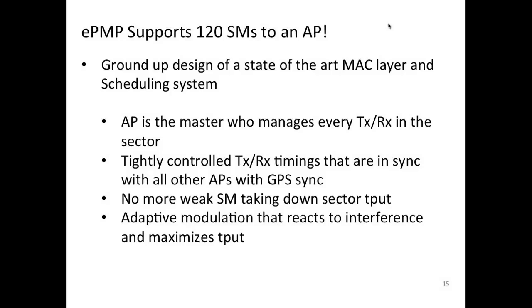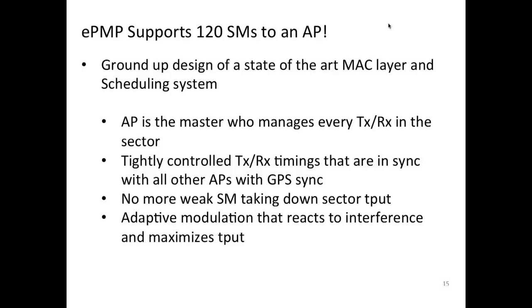How do we do that? We have an access point that is always in control, manages every transmit and receive cycle in the entire sector. The timing where a subscriber or a CPE transmits at a certain time, then it's turned to listen, and how we serve multiple subscribers, all of that is very tightly controlled. We have the concept of air fairness scheduling, where we do not allow a particular CPE that's in poor RF condition to drag down the entire sector throughput.